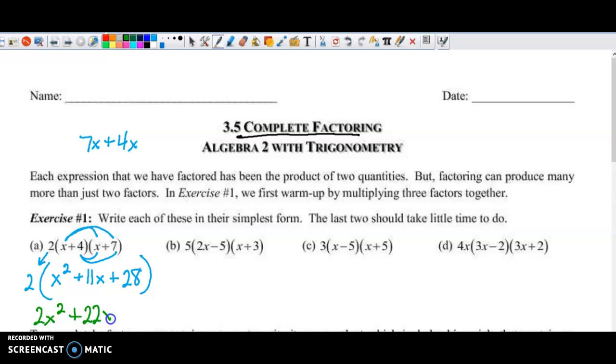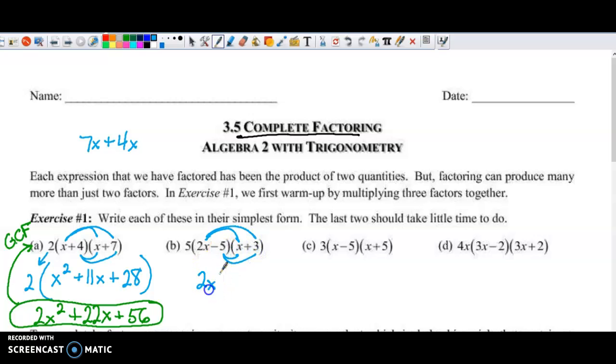plus 22x plus 56. And the reason why I like to do the problem this way is because we're going to go from this form and go backwards. And I want you to recognize that you should do the greatest common factor first. That'll help you. So as I move on to the next one, we start distributing.